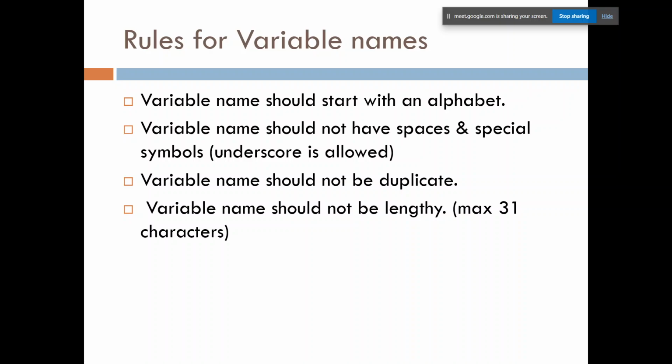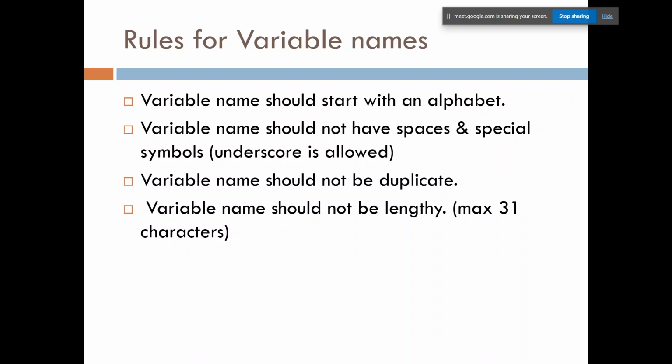Same way, a variable name should not be duplicate. Already I gave one variable name as integer num semicolon. At the bottom, if again I give float num semicolon, like that you can't repeat it, because a variable name should be unique in the entire program. And a variable name should not be lengthy, maximum 31 characters, depending upon the compiler's limitations. Whatever maximum number of characters is allowed, up to that only we can give it, guys. That's all about rules for variable names.